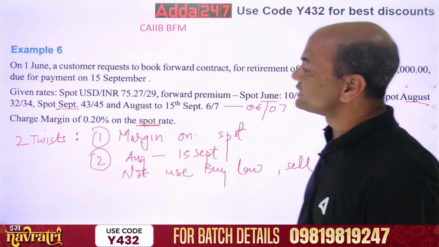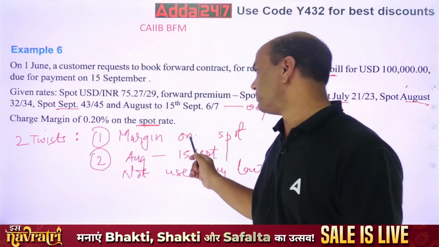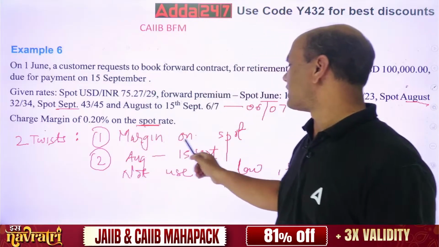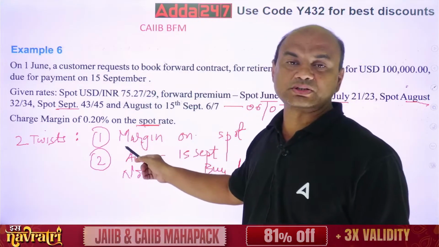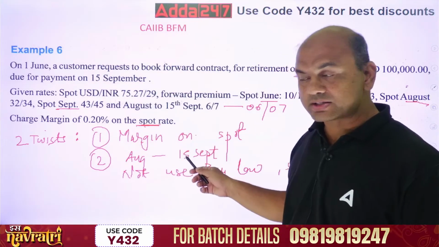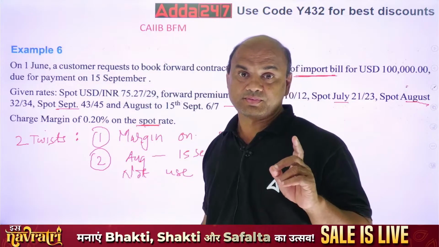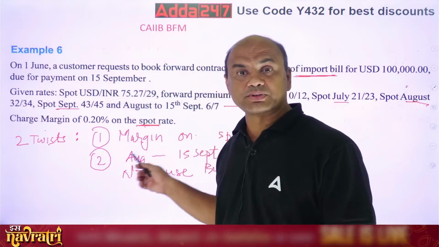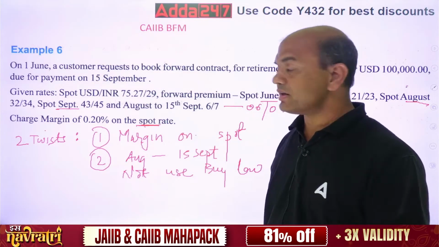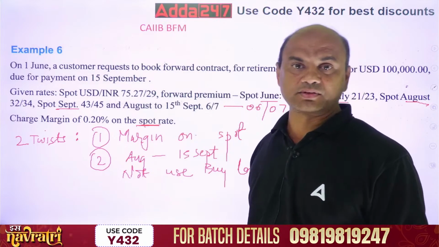There are two twists in this problem. Which are the two twists? Number one is margin is to be charged on the spot rate. This is first twist. Generally, in any numerical, we charge the margin on the end rate which we get. But here, the margin is to be charged on the spot rate. Number two twist is August to 15 September forward rates are given.